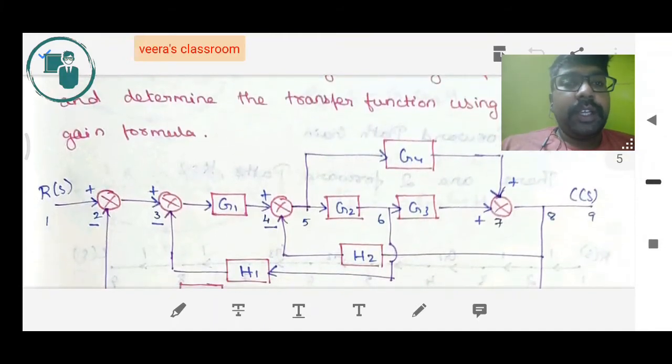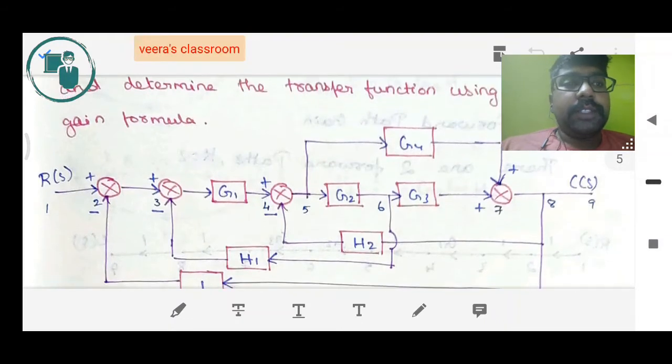So how to identify the nodes? The presence of R of S will be marked as node number 1. The summing points and the branch points will be considered as nodes. C of S is the last node.